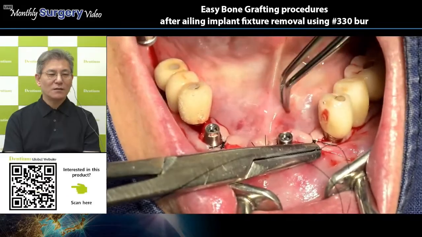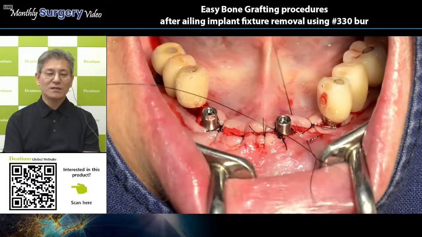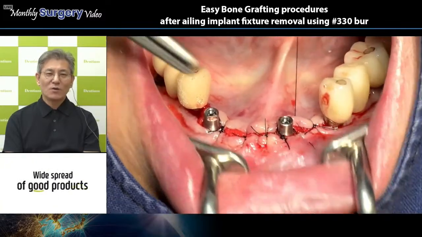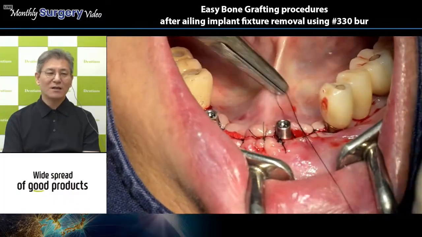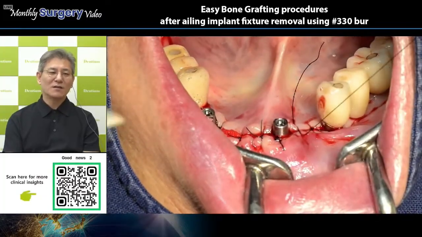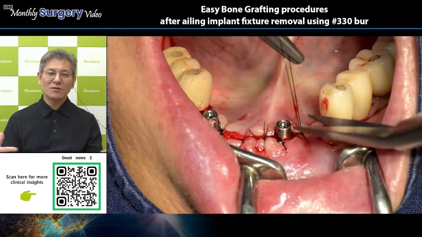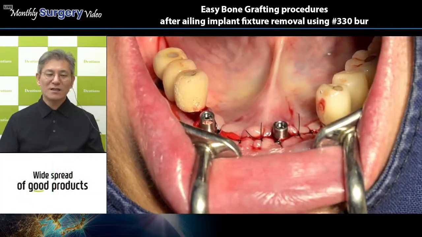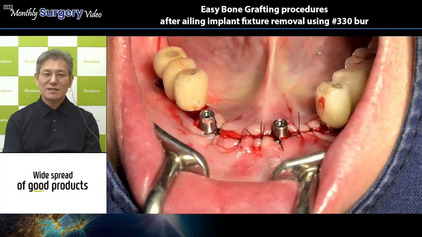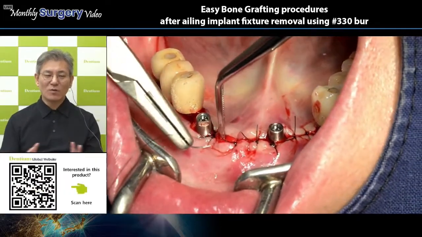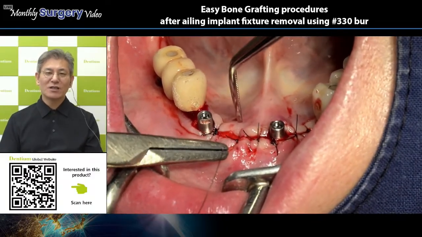Okay. How simple the procedure is. Actually, this is a 69-year-old female patient, almost 80. So what to think about? You might want to make a big incision with horizontal and vertical incisions, and then a full thickness flap and periosteal releasing incision, and then make a big bone graft around these lower anterior areas with the implant fixation.